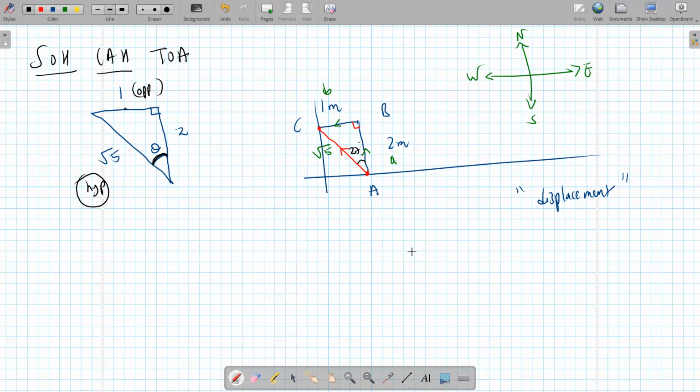The displacement from A to C is square root of 5 units, whatever this is, meters, right? And then you've got to specify the direction. Look at this. To go from A to C, we first went north. North, 27 degrees west. You see, that's how you describe this angle. Because you first go north, and then you go 27 degrees west. And that's going to give you this line here. Okay.